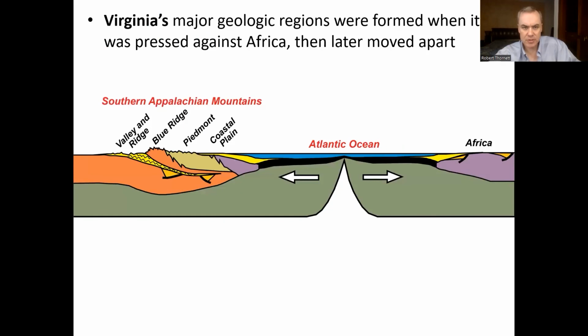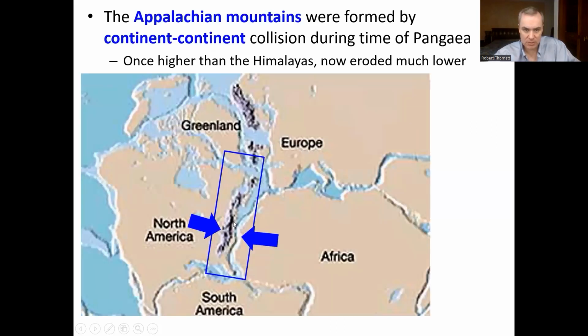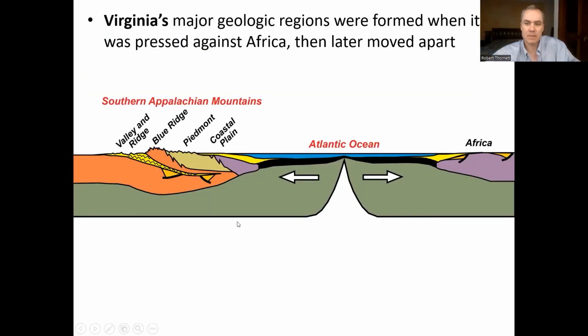And so in this picture here, you can see that it's showing you on the right is Africa and on the left is Virginia. And it's showing you the major geological regions of Virginia, the coastal plain that's flat, the Piedmont, like the foothills, and then the Blue Ridge mountains, and then the Valley and Ridge all the way out. But this is showing you after the mountains were formed. So now it's showing you in this picture, there's all this space between Africa and Virginia. But here you can see there was no space. They were right up against each other.